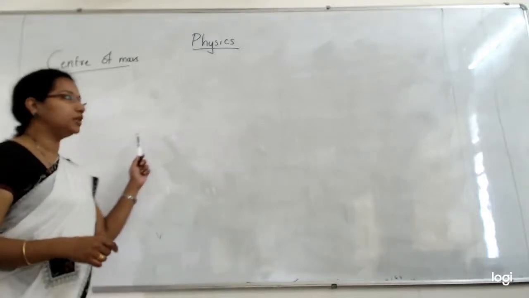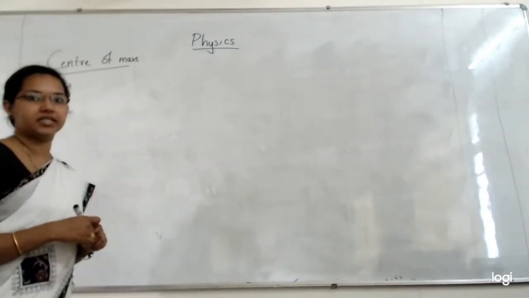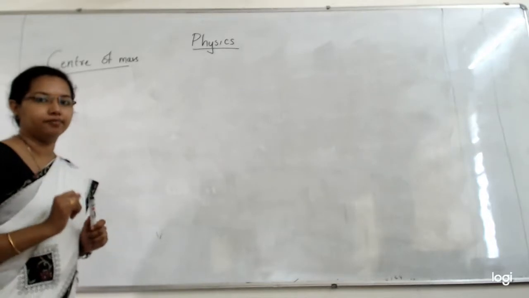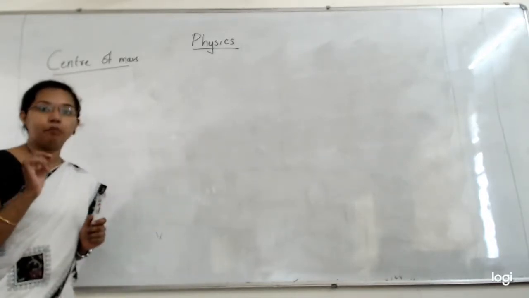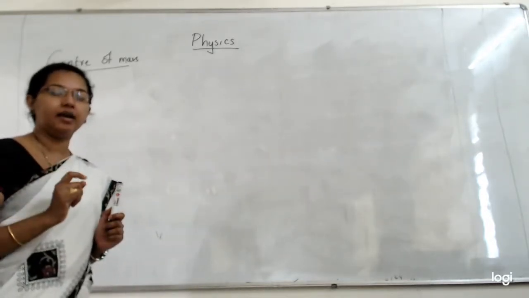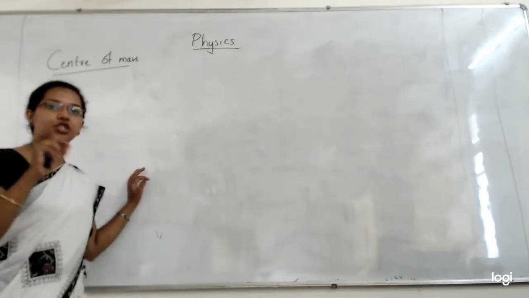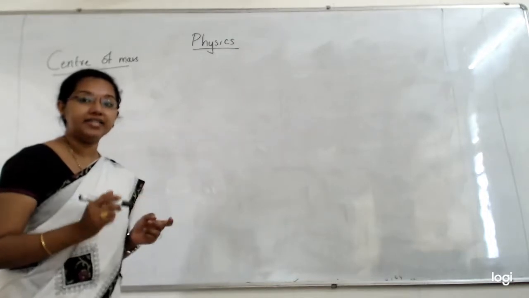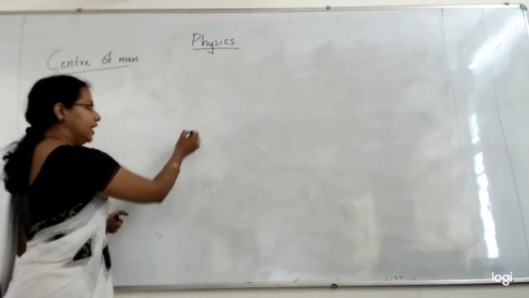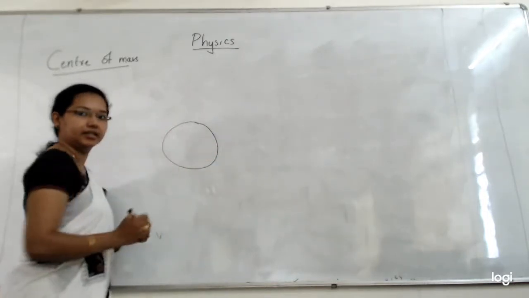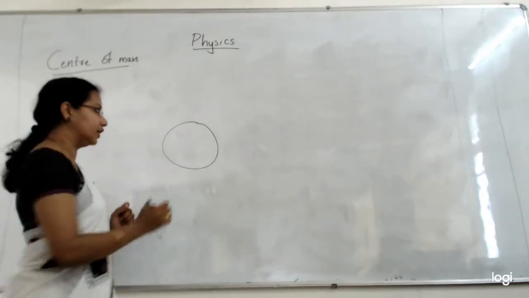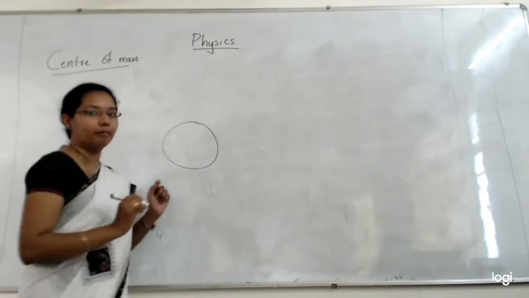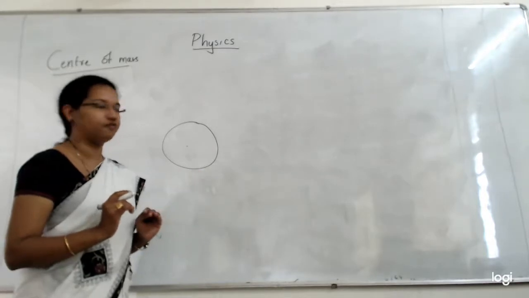Today we are going to discuss center of mass. What is center of mass? It is a point where the entire mass of the body is assumed to be concentrated. For example, if this is a circular ring, the point at the geometric center is called the center of mass.